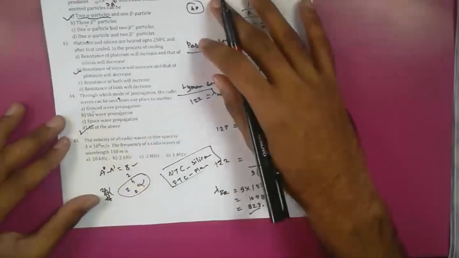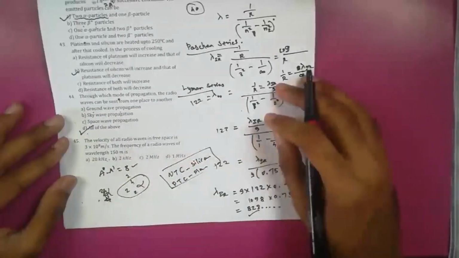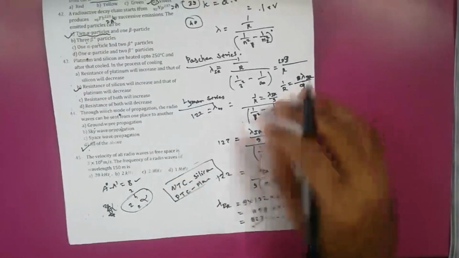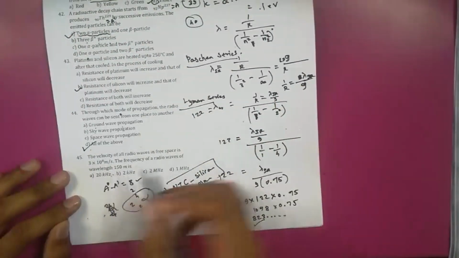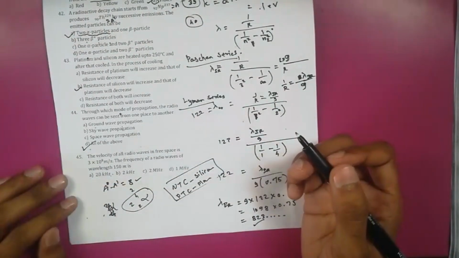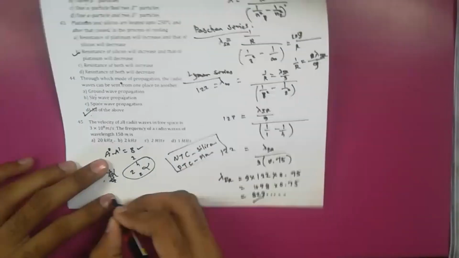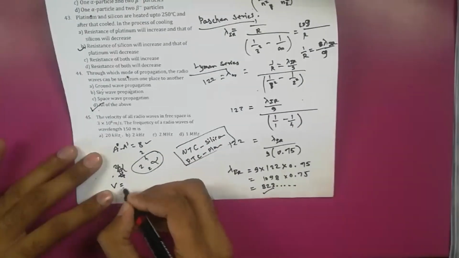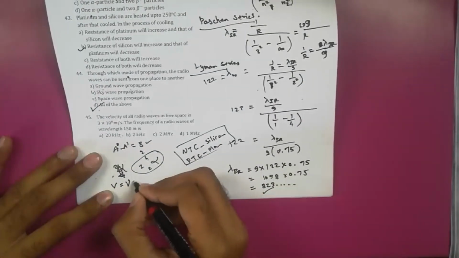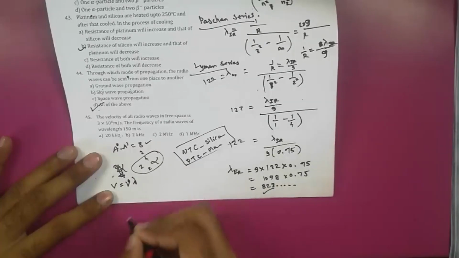Okay, last question is, the velocity of all radio waves in free space is this much. The frequency of the radio wave is, for a wavelength of 150 meter. So it's an easy one. We know that the velocity is equal to frequency into lambda, right?